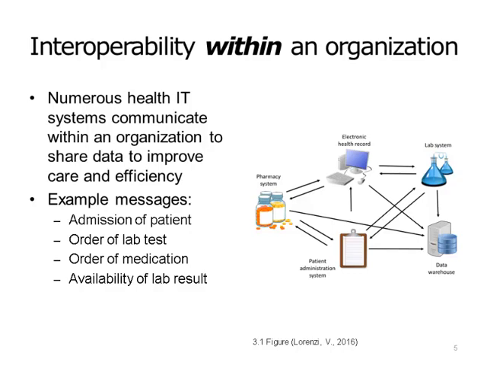The doctor may also record a medication order. When the doctor orders the medication, it would flow from the EHR to the hospital's pharmacy system and the data warehouse. When the laboratory finishes processing and gets results of a lab test, it would send that result back to the EHR and perhaps to the data warehouse. These are some examples of interoperability within an organization.